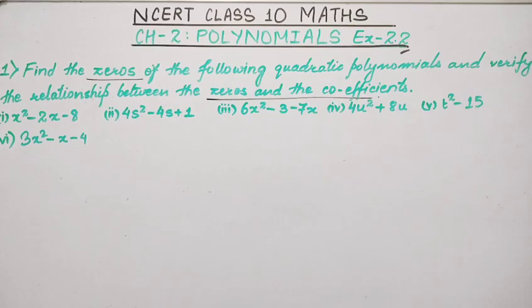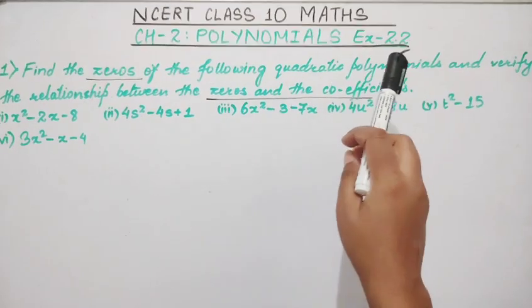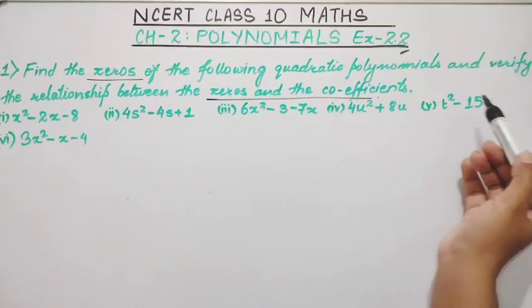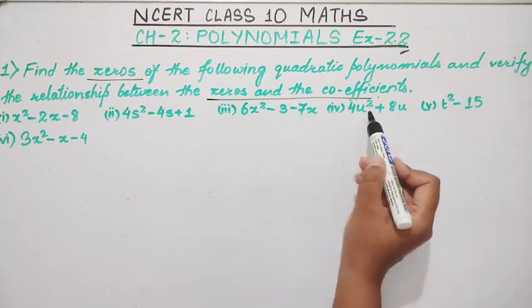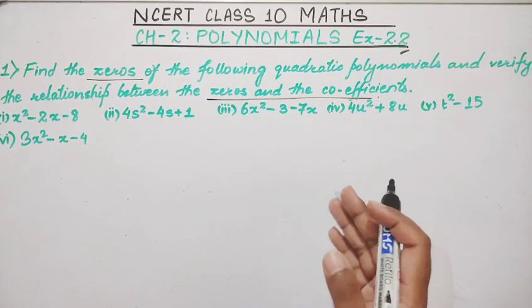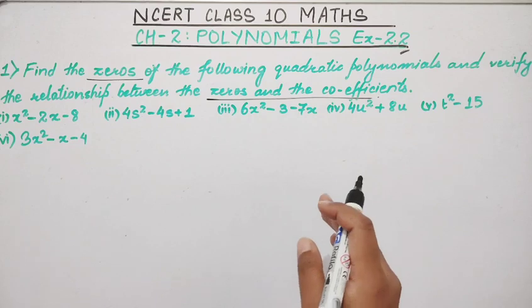In the previous video, we have seen chapter 2 Polynomials exercise 2.1, and in this video, we will be solving question number 1 of exercise 2.2. So here we start. Find the zeros of the following quadratic polynomials and verify the relationship between zeros and the coefficients. Now we have already understood what zeros mean in our previous video. So here we can directly start.